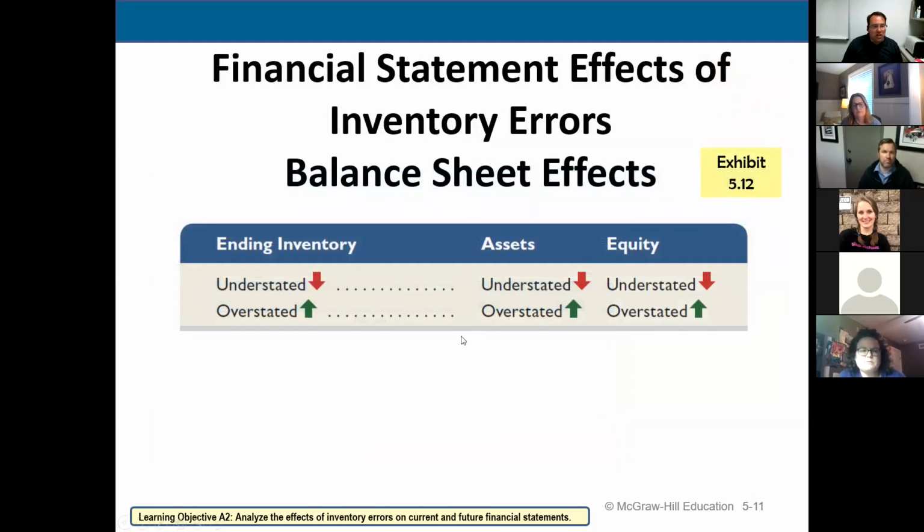Same thing on the balance sheet. Recognize that ending inventory is an asset. So if our ending inventory is understated, then our assets are going to be understated, and our equity is going to be understated. If it's overstated, then our assets will be overstated and our equity will be overstated. That's the other weird part.